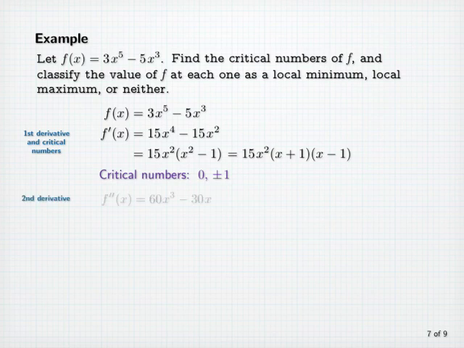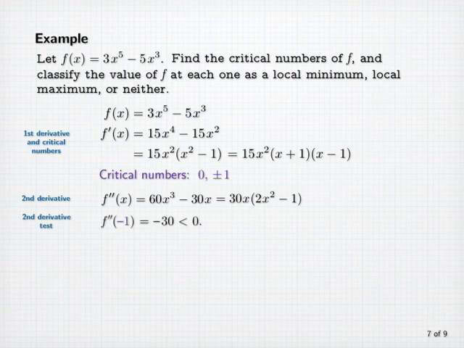f'' of x, again using the power rule, is 60x cubed minus 30x, and factoring gives us 30x times 2x squared minus 1. Now we'll apply the second derivative test to each of the three critical numbers. Let's start with -1. The value of f'' at -1 turns out to be -30, and since that's negative, we conclude that f of -1, which is 2, is a local maximum value.